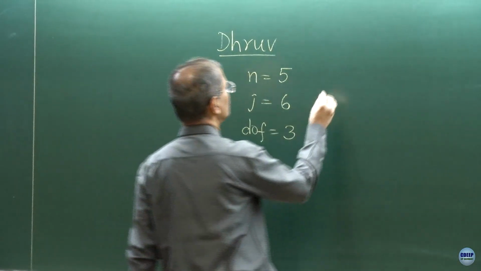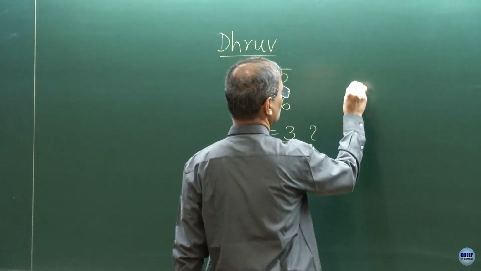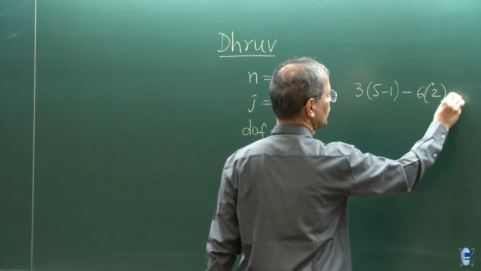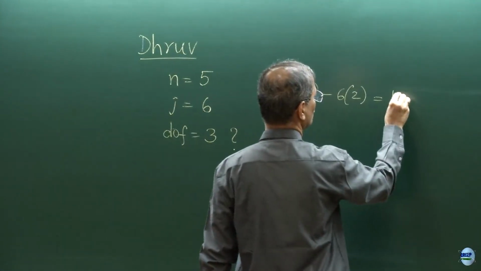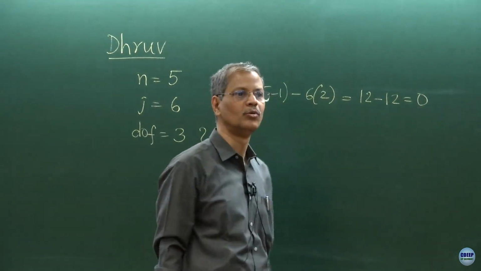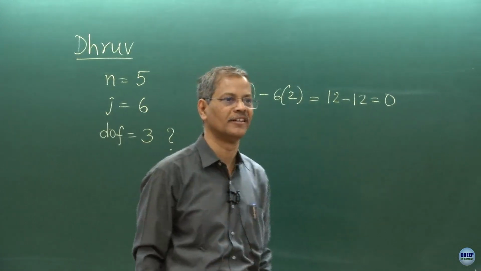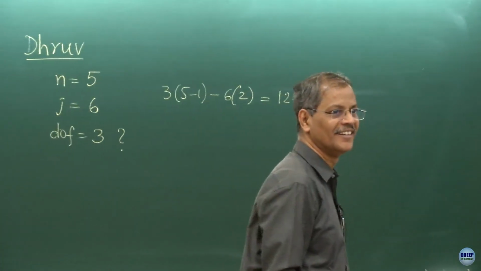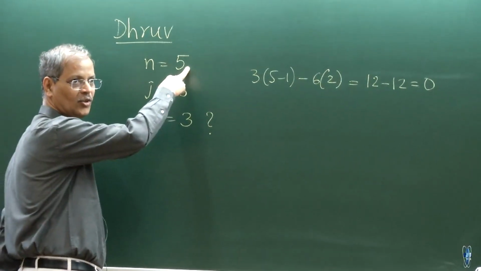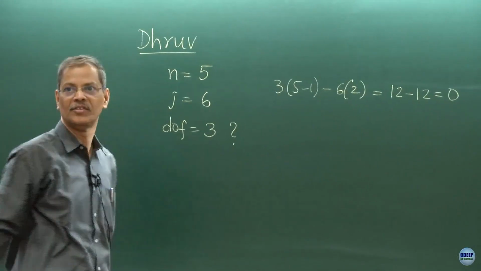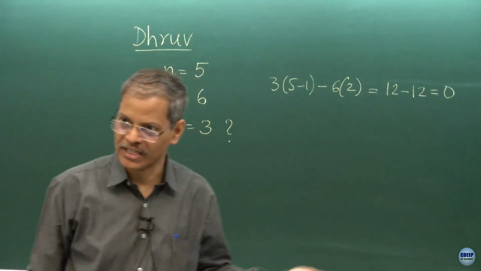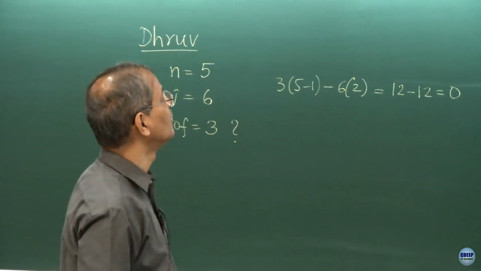Is that right? Let's see. Number of links being 5, so 3 into 5 minus 1 minus 6 into 2, right? Hey, what happened? Dhruv, what happened? So, is this correct? No? No. Aditya feels it is not correct, okay? You have more links, less links? Less links, okay?